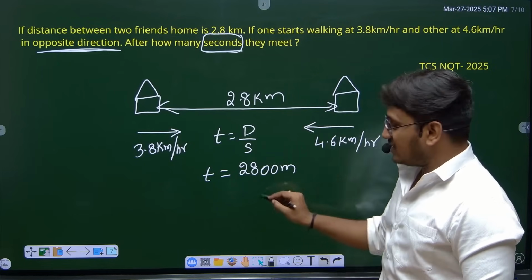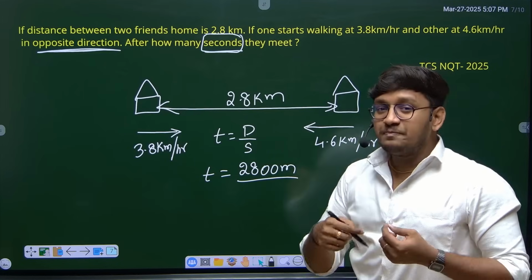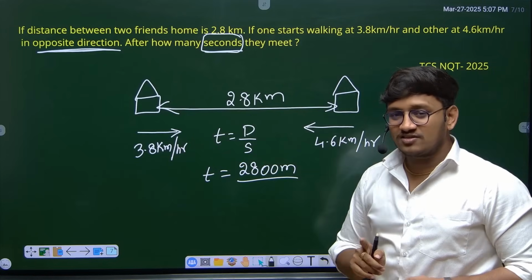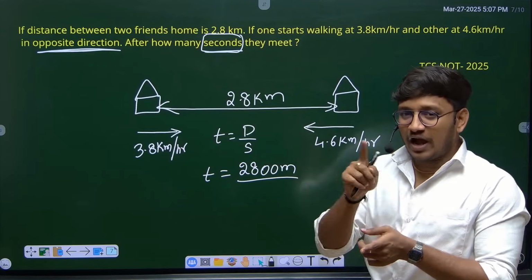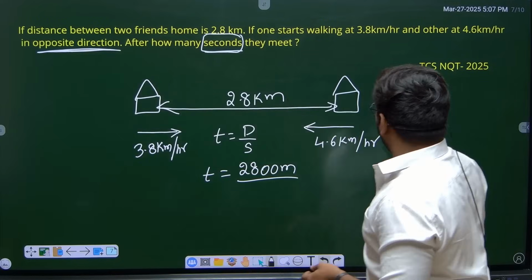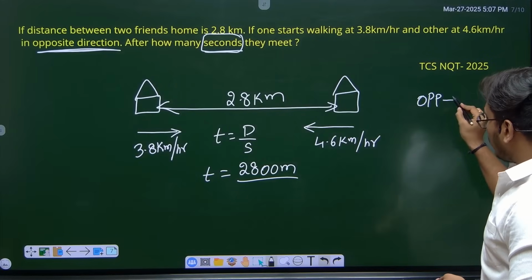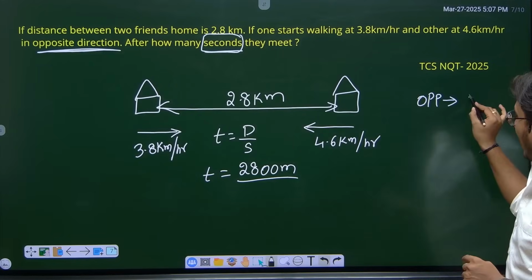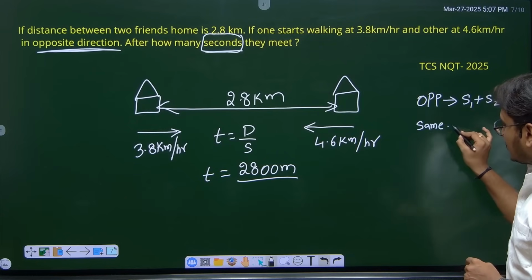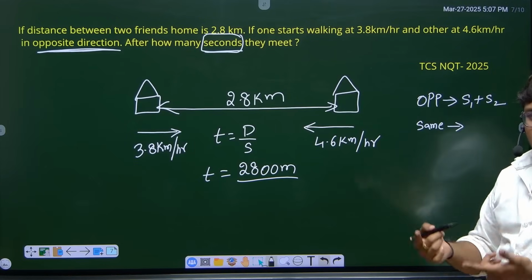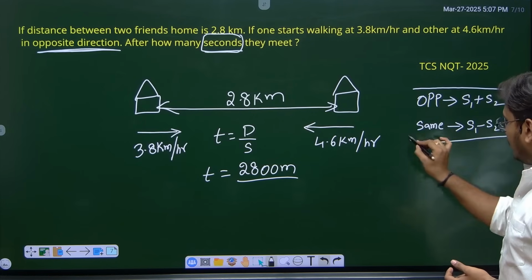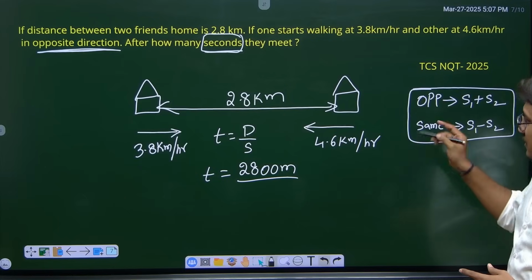Distance divided by, now the speed. Which speed will you consider? Either the first friend or the second friend? You should consider both friends' speeds. Now, will you add or subtract? Obviously, when two objects are moving in opposite directions, do remember, guys, you need to add the speeds, S1 plus S2. Or if two persons are moving in the same direction, their relative speed will be S1 minus S2. If you don't know about this logic, please make a note.